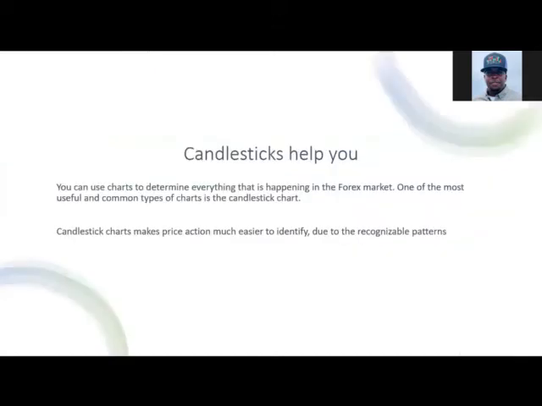This is why candlesticks are going to help you. All right, candlestick patterns are going to help you. You can use charts to determine everything that is happening in the Forex market. The candlesticks are going to tell you what the market's doing, if you're going to be in an uptrend or if you're going to be in a downtrend. All right. One of the most useful and common types of charts is the candlestick chart. You have your bar chart as well. All right. You have your line chart as well. But to see your price action, candlestick charts make price action much more identifiable, due to those patterns.